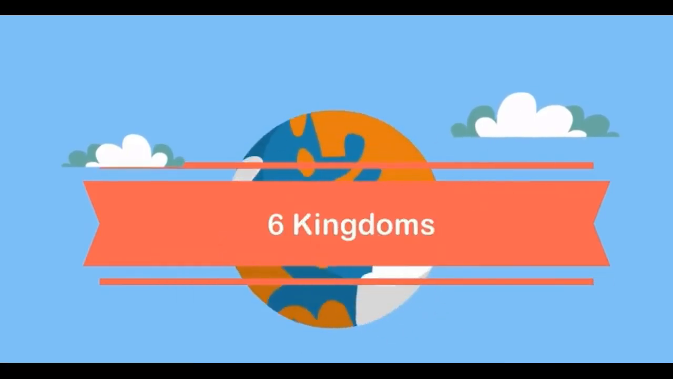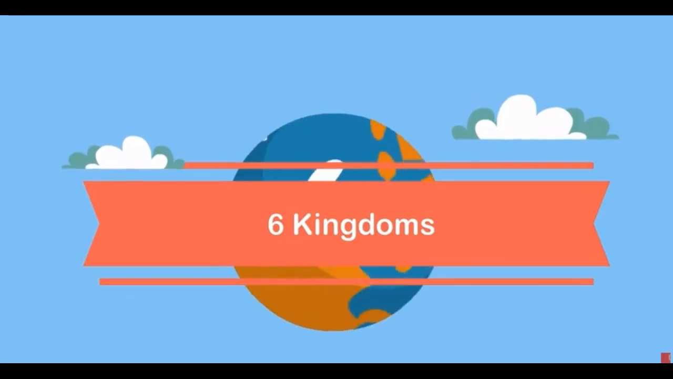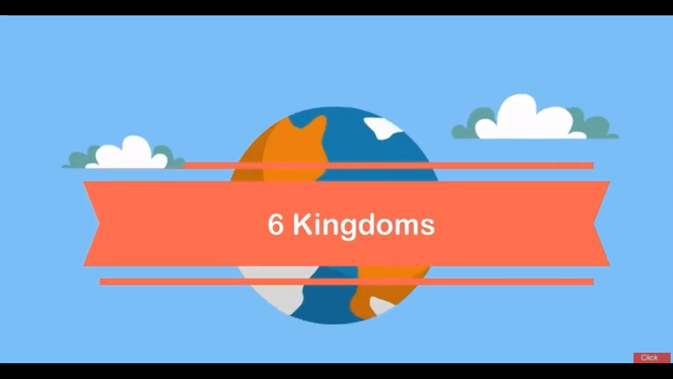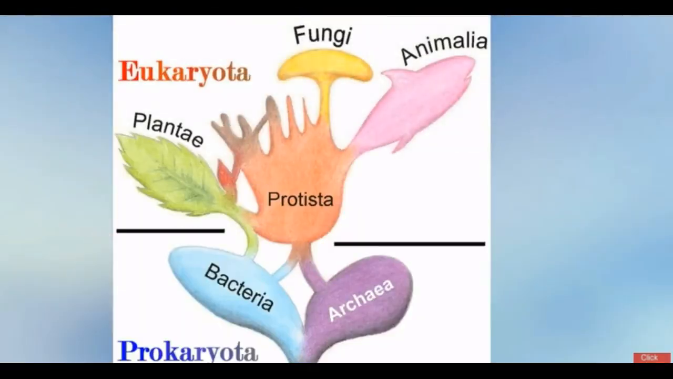Welcome! Today we're going to talk about the 6 kingdoms of life. I'm going to try to break it down piece by piece. The 6 kingdoms are bacteria, archaea, plant, Protista, fungi, and animalia.